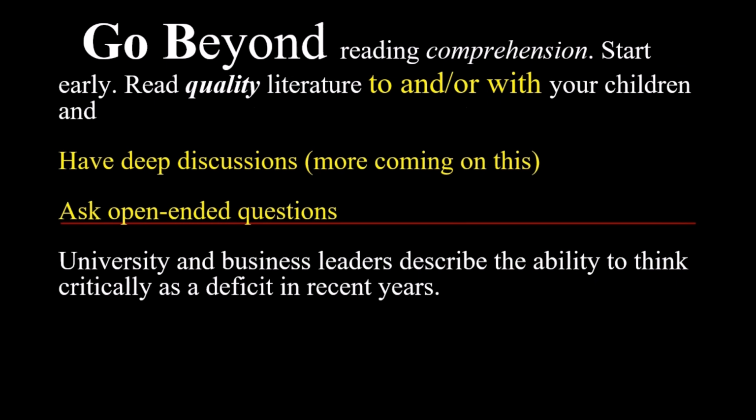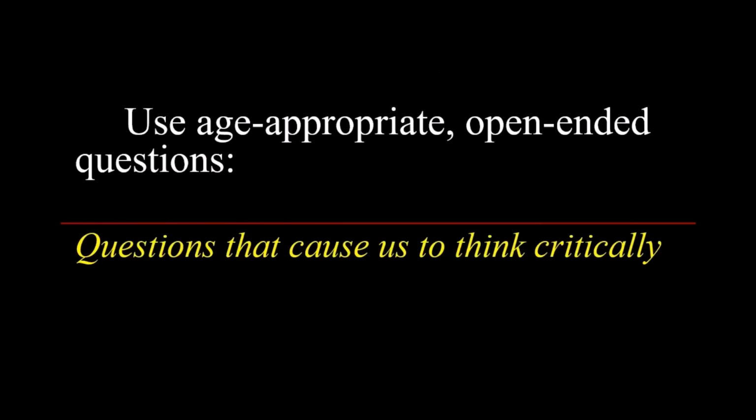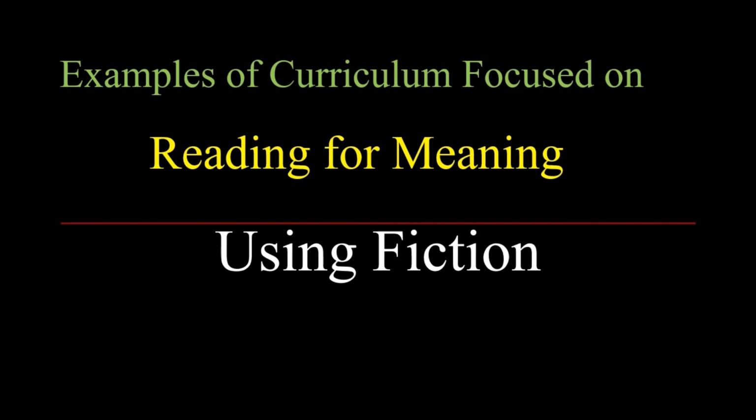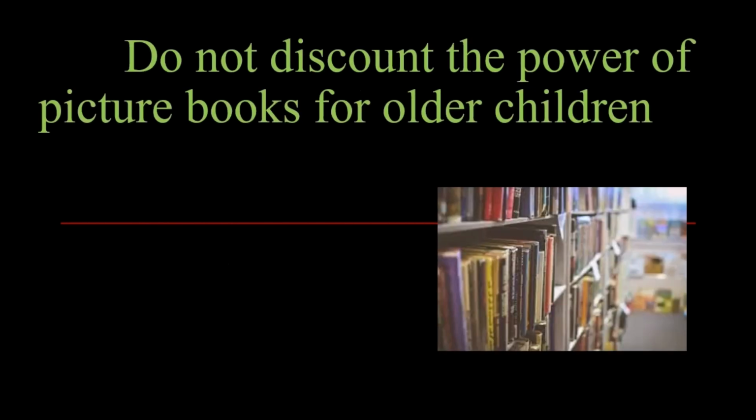Go beyond reading comprehension when you're reading to your child. Start early. Read quality literature with them and have deep discussions that go beyond comprehension. Ask open-ended questions and allow them to make mistakes, with maybe some of their answers not being what you would have expected. But allow them to go through this process of thinking critically about what you're reading to them. And use age appropriate, of course, open-ended questions. Don't discount the power of picture books for older children. We have some wonderful picture books that cause children to write some beautiful things.